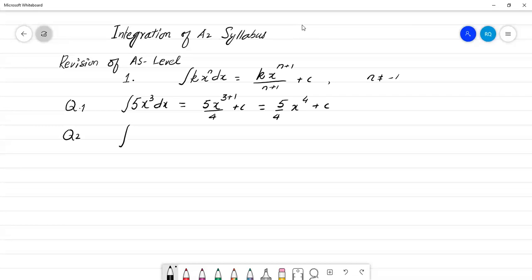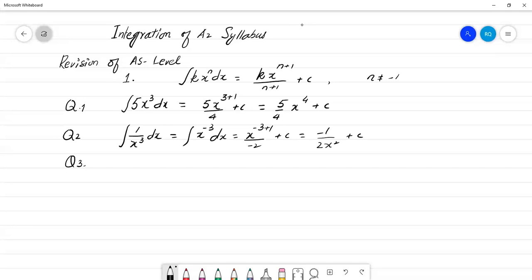If any terms are in the square root sign, or any terms of x in the denominator, first you have to shift them to the numerator, just like this one. So you can write this one as x raised to power -3 into dx. I will get x raised to power -3 plus 1 over -2 plus c. If I'm not wrong, the answer will be -1 over 2x squared plus c.